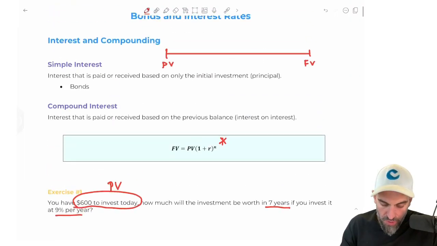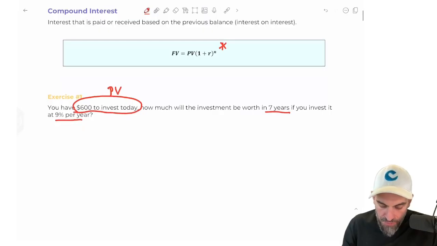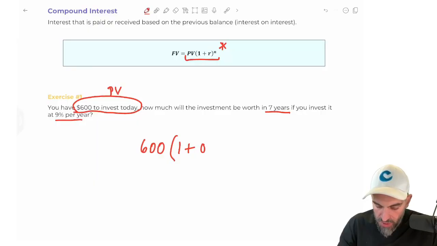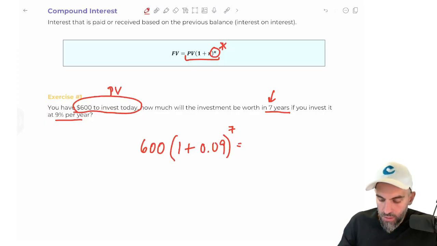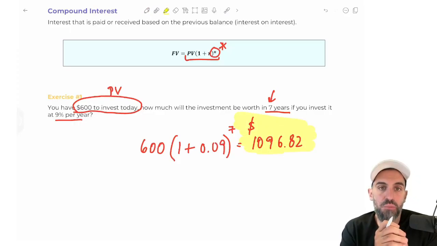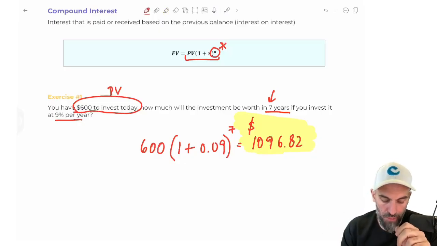Well, you can figure that out, right? So how much will this become after 7 years if you just follow this formula? 600 is your present value, 1 plus your rate, in this case 9%, and n, that's the number of years, or the number of periods. In this class, we don't really deal with things like semi-annual and quarterly. It's really basic, so we're pretty much always working in years. So you have 1,096.82. This is how much your $600 would grow into if you were to invest it at a rate of 9% per year for 7 years. Simple enough? Okay.